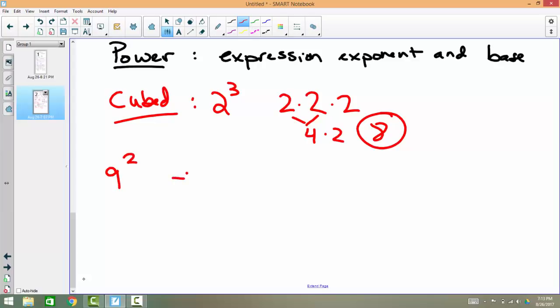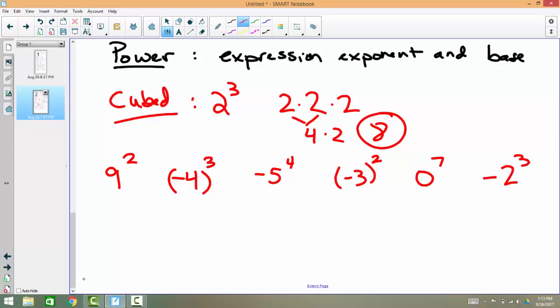9 squared, negative 4 cubed, negative 5 to the 4th, negative 3 squared, 0 to the 7, negative 2 cubed. Which reminds me, I need to tell you the one last important thing, and that is that (-1) squared is completely different than -1 squared.